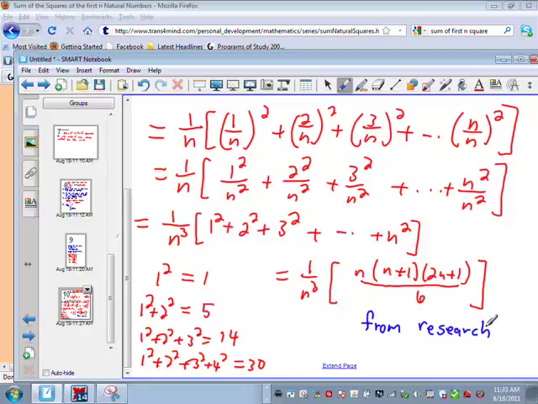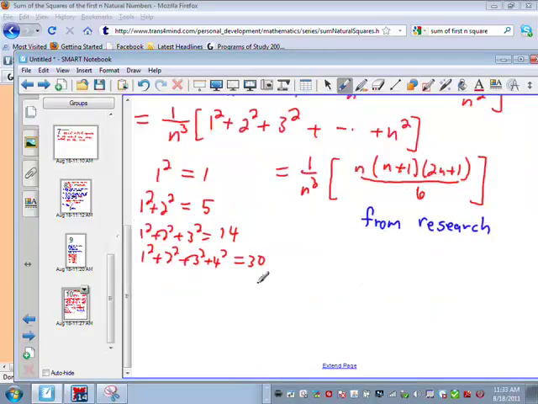Questions about that? Let's do a little bit of simplification. I can still extend here. The n's cancel. This is n plus 1 times 2n plus 1 all over 6. And there's an n squared down there. So that is the approximate area within rectangles, using the right-hand endpoint method.